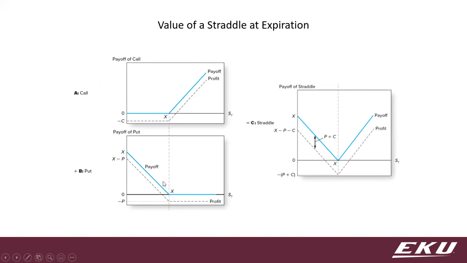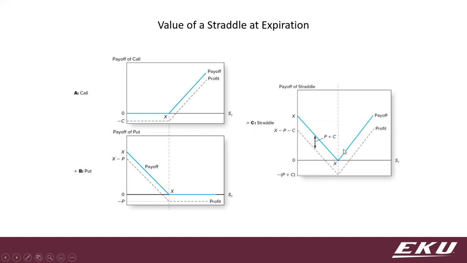And so when I add these together, if you notice the blue lines here, I add those together and I get this V. But I have to pay for both the call and the put, and so my V is shifted down by the addition of those two prices. So what this means is I needed the stock price to be volatile enough that it moves away from this price. But I don't care if it goes up or down.